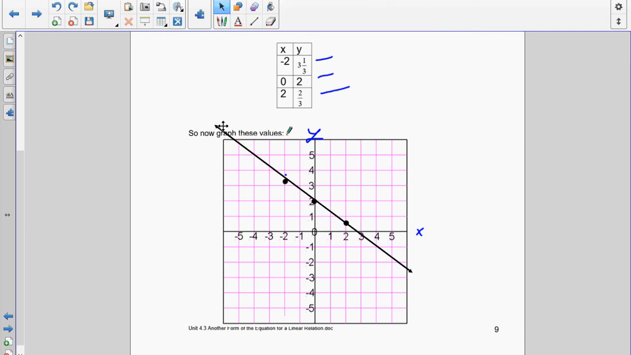Would it actually line up through all of the points there? All right. And if it goes through the line of all the points, then you know you did it correctly.